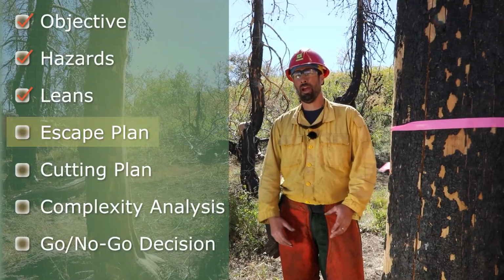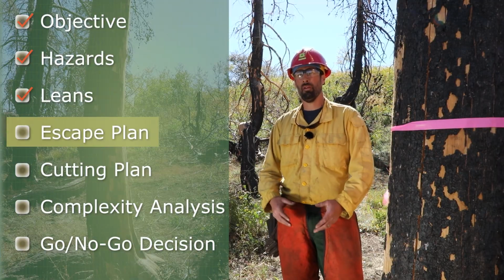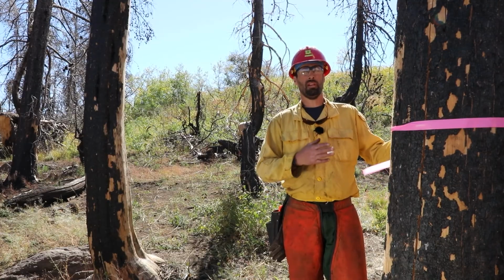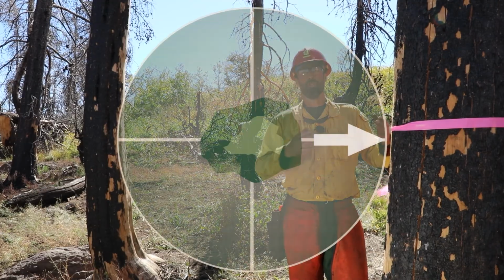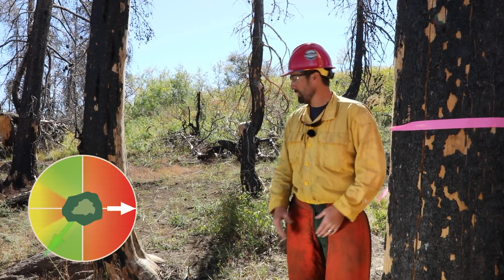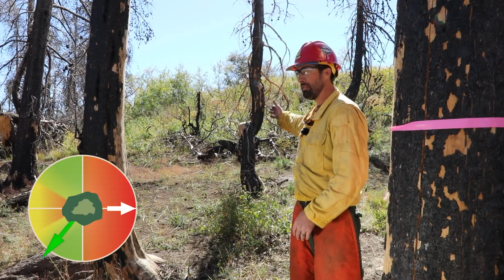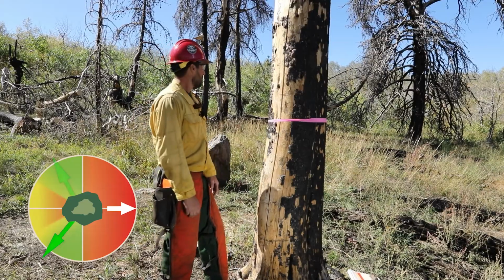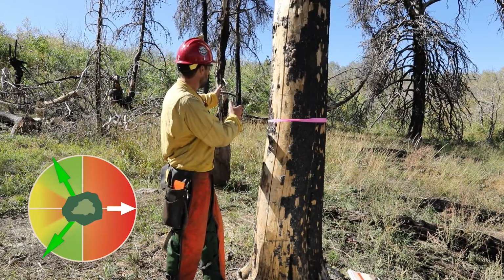Now that I've completed my hazard and lean analysis, I'm going to develop my escape plan. Based on the lean and the hazards, I've determined that this side of the tree is the best side of the tree, so the good side of the tree. So this will be my primary escape path. It's important to have 2 escape paths when cutting. My secondary escape path is going to be out this direction.